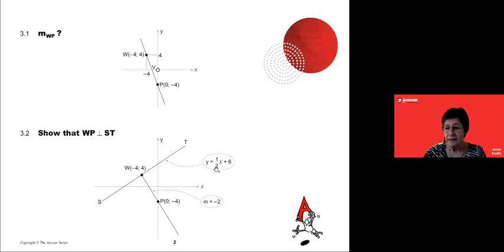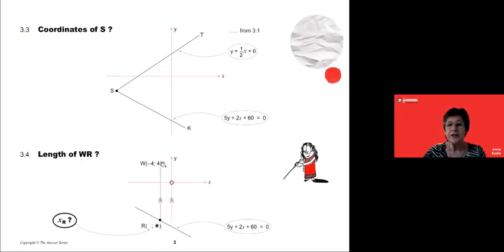And we can get the gradient from the equation of the first line ST, and we worked out the gradient of WP in the first part. So we just need to show that -2 times a half is -1, and that is the elegant way of proving that lines are perpendicular to each other. It is, of course, acceptable to say that the gradient of the one is the negative reciprocal of the gradient of the other. What about the coordinates of S?